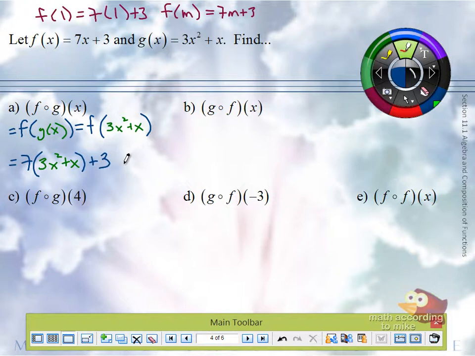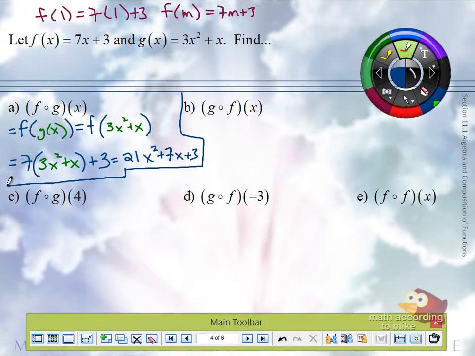All right, so now we just simplify it. What are we going to do with that 7? And then the 3, just add it. If we distribute the 7, we get 21x squared plus 7x, and that plus 3 follows along. So you made a new function. Its name is f circle g, and it's defined as 21x squared plus 7x plus 3.